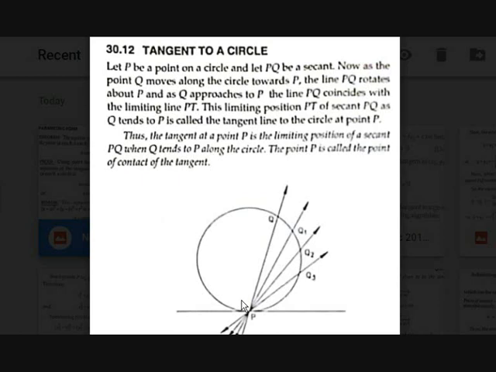Or in other easy words, secant means a line which passes through two points on the circle, but tangent means the line passing through only one point on the circle.